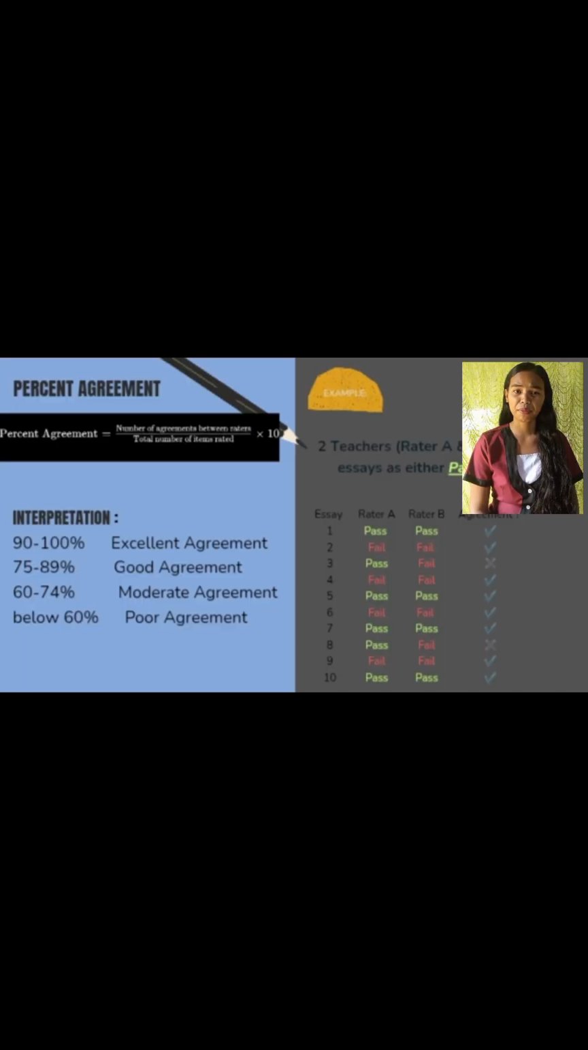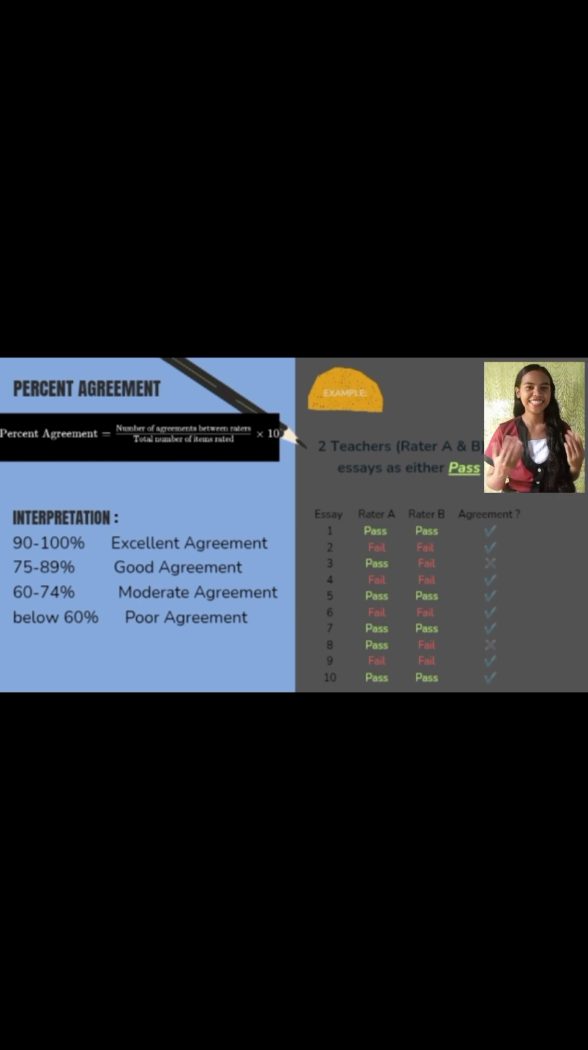In using percent agreement, we first need to know its formula. Percent agreement or PA is equal to the number of agreements divided by the total number of items multiplied by 100. Next, let's look at the interpretation. A score of 90 to 100% means excellent agreement. 75 to 89% means good agreement. 60 to 74% means moderate agreement. And below 60% means poor agreement.